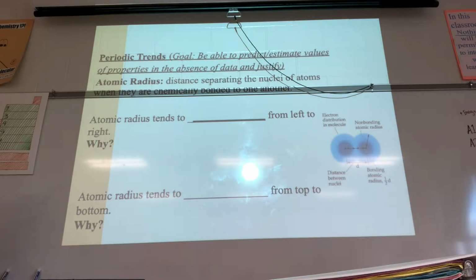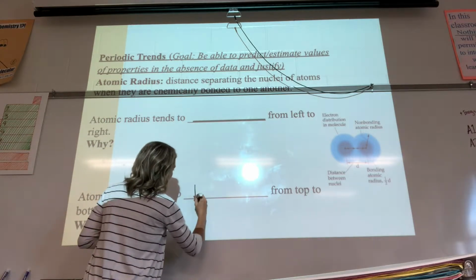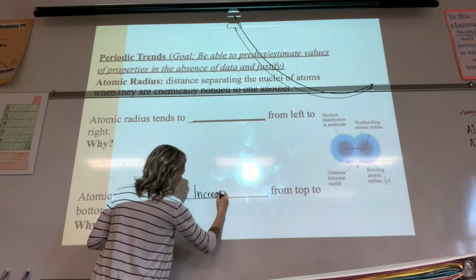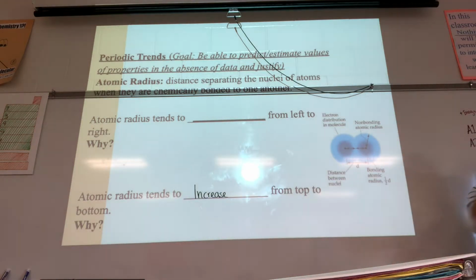So the trend is for atomic radius, that atomic radius tends to increase from top to bottom on the periodic table. Keep in mind when we say top, bottom, left, right, we're referring to the table. As I go from hydrogen down to lithium, sodium, potassium, rubidium, cesium, francium, they're getting bigger in size. This one's a pretty logical trend going down.